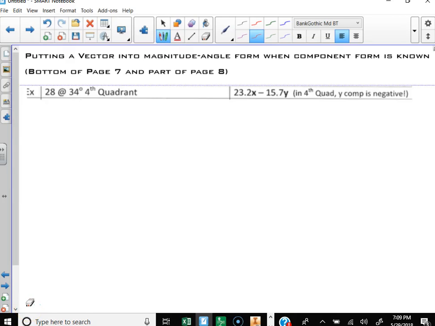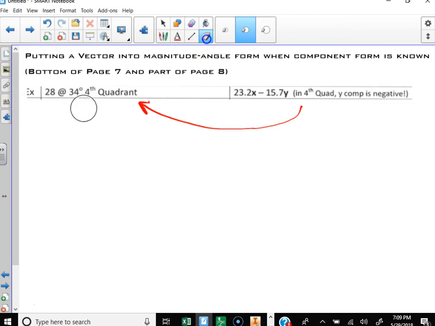So in this video, we're going to go the other way around. We're going to go from component form into magnitude angle form. This way has two distinct parts to it, and you can imagine, one is finding the magnitude and the other is finding the angle. So it's a little more involved than the previous one, but not impossible.